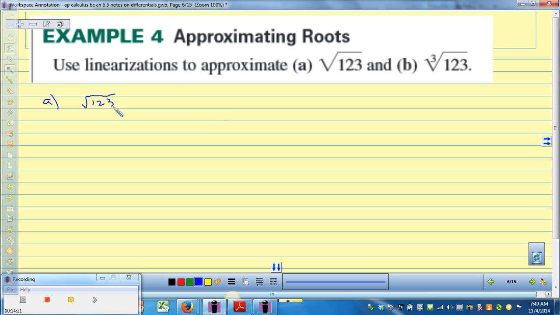All right, so the square root of 123 is pretty close to what perfect square? 121, right? So if we say, let the function f of x be the square root of x, and let's say the point we're interested in is 121, comma what? Square root of 121, which is 11. So this is the information I want to use to write my tangent line. So we'll get y minus what?